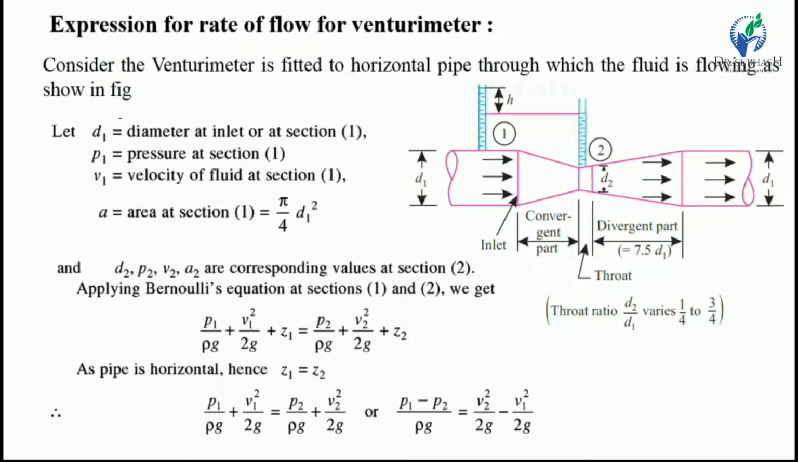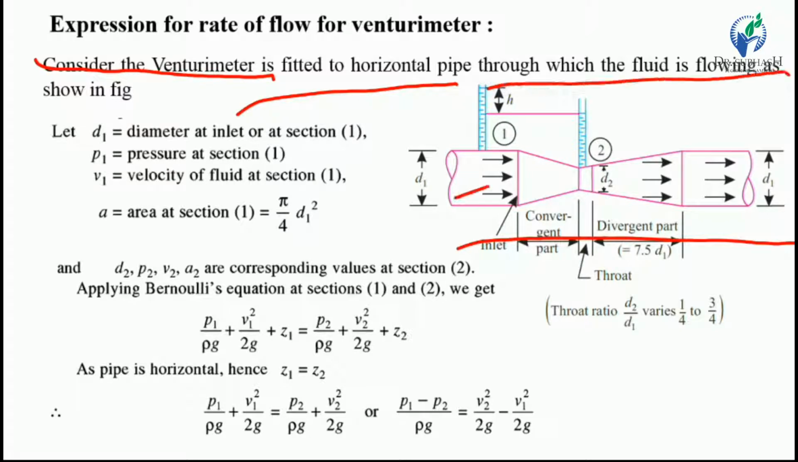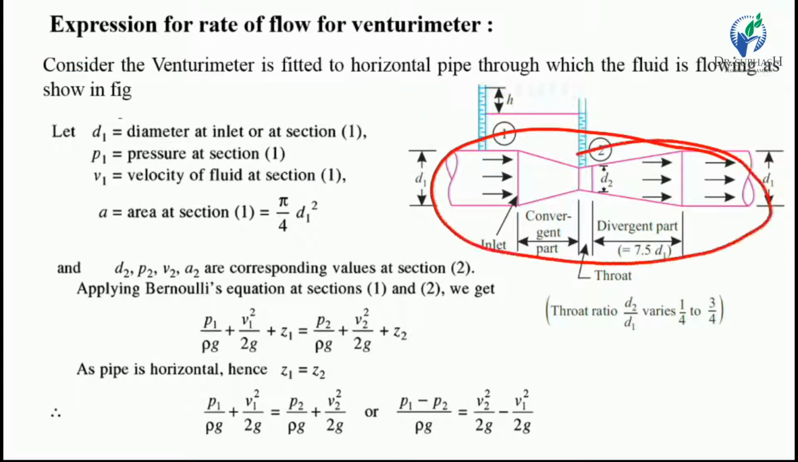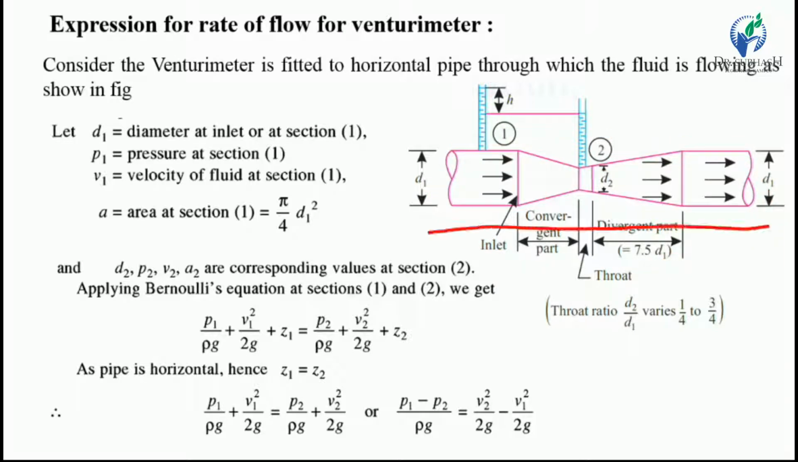First consider the venturimeter fitted in a horizontal pipe through which the fluid is flowing, as shown in the figure. We can see from the figure that the fluid is flowing through the venturimeter and the pipe is perfectly horizontal. Now we consider section 1 at the pipe and section 2 at the throat. D1, P1 is the diameter and pressure at section 1, V1 is the velocity of fluid at section 1, and A1 is the cross-section area of the pipe at section 1.